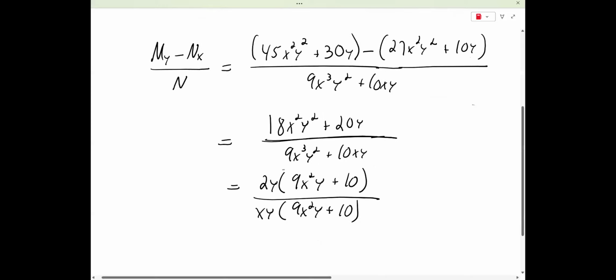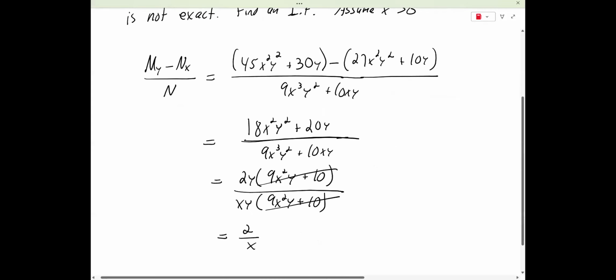Okay, and you notice there's actually nice canceling. These cancel here, and then the y's that were brought out also cancel. This is equal to 2 over x here, which is obviously a function of x only.